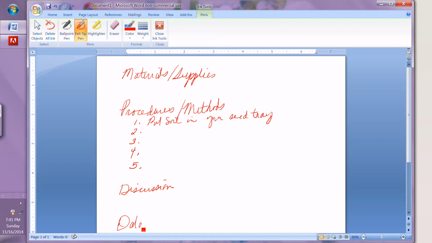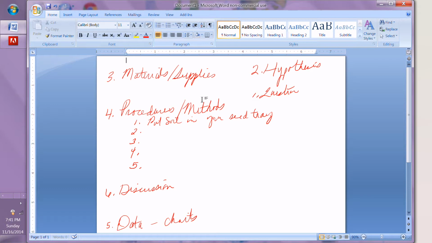And the part we're going to talk about in this video is data and how to represent your data. And charts are a great way to represent your data. And other than this, you usually have a hypothesis. Start with a question. Then you take a guess at what the answer might be. And then you gather your materials and you follow your procedures. And you display your data and then you discuss it. So those are the steps following the scientific method, and they start with a question. And data, if you can represent it in a chart, that makes the data usually a lot easier to understand.